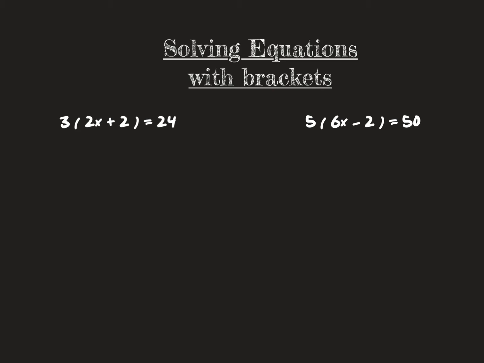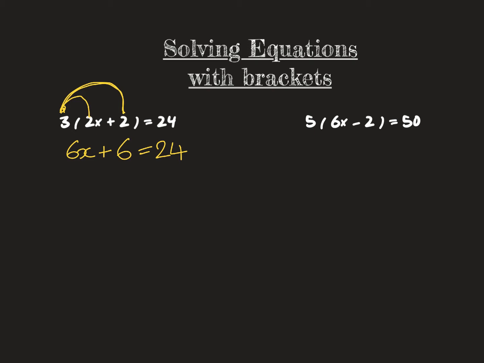So if you've got brackets, the first thing that you need to do here is to multiply out the brackets. So when I say multiply out the brackets, I mean we're going to multiply this 3 at the front here by everything inside the brackets. So we're going to do 3 times 2x, and then we're going to do 3 times 2. So 3 times 2x, well 3 times 2 is 6, so that's 6x. And then 3 times 2 is 6, and because that was positive 2, that would be a positive 6. And then we just put in the equals 24. So you've multiplied out the brackets, and then you're just putting in the answer that you have there.